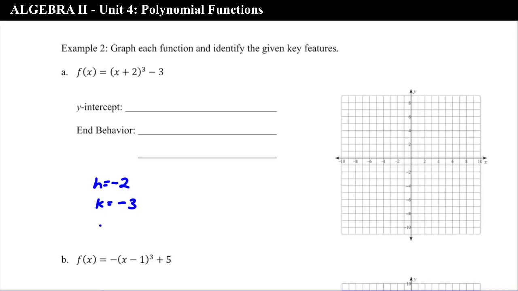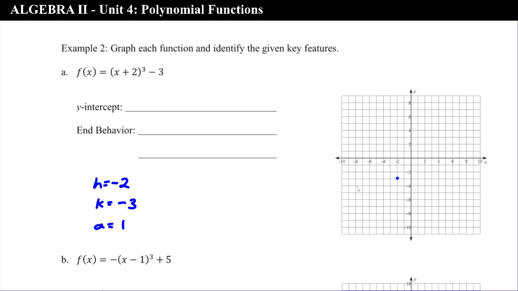And then our a is 1, because there's no number out in front of this parentheses. So that tells us it's a standard graph. So we start from -2, -3, which is here. This is going to be our inflection point. Since we're standard, we're not stretched or compressed.